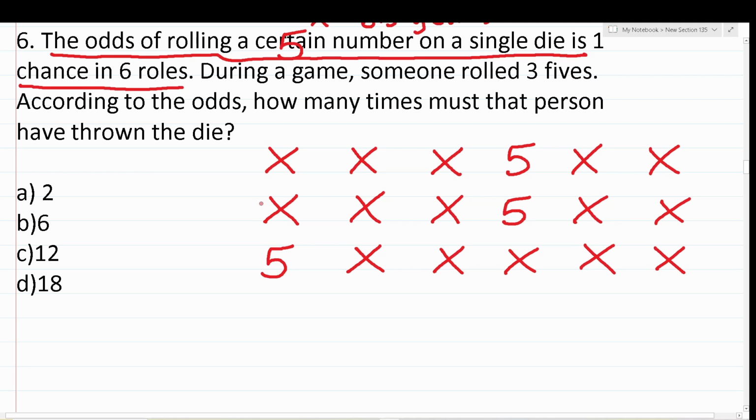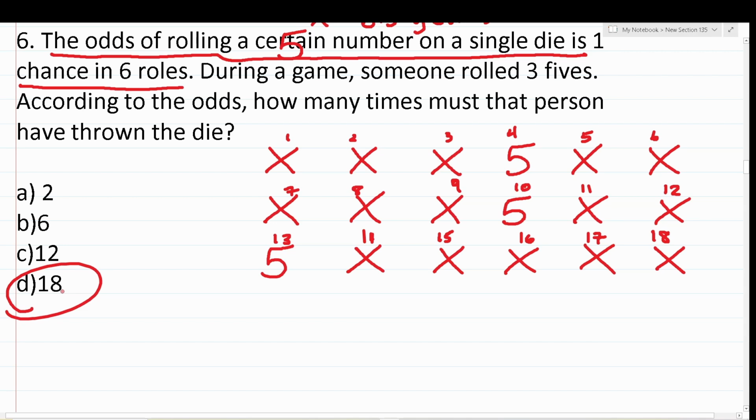So clearly, for each of these, they had 1 out of 6 odds of getting a 5, and they rolled 3 5s. The question is this: how many times did they roll this dice in total? Well, that's 1, 2, 3, 4, 5, 6, 7, 8, 9, 10, 11, 12, 13, 14, 15, 16, 17, 18. So clearly, to roll these 3 5s, they had to roll the dice 18 times, which is answer choice D.